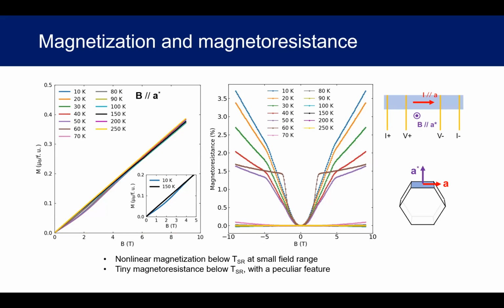Next, we studied how it responds to an external magnetic field. Here is the magnetization measurement. Overall, this curve shows a linear behavior, but at a low temperature below the spin reorientation temperature, and in a small field range, you can see this nonlinear behavior. This nonlinear behavior shows some correspondence in this magnetic resistance.